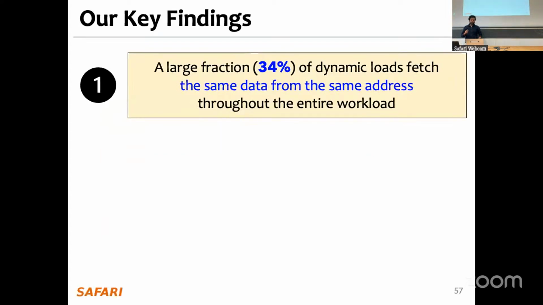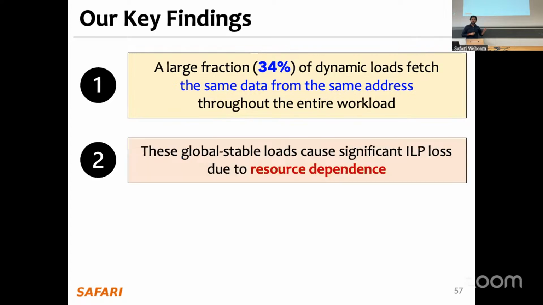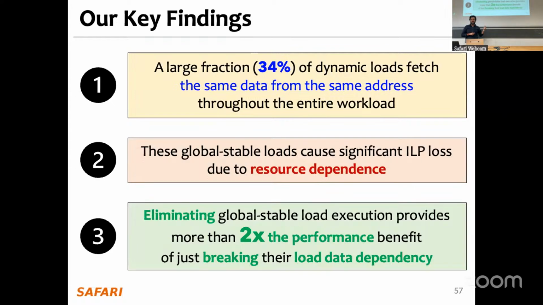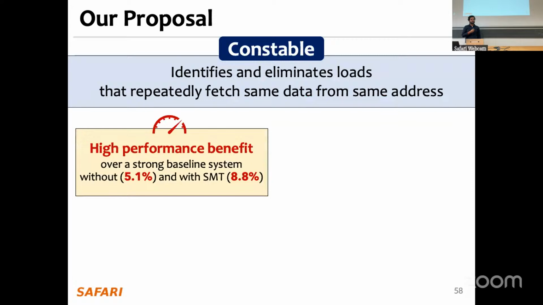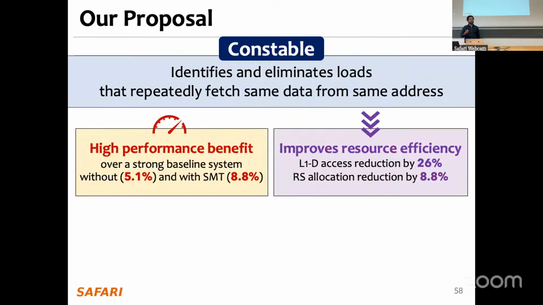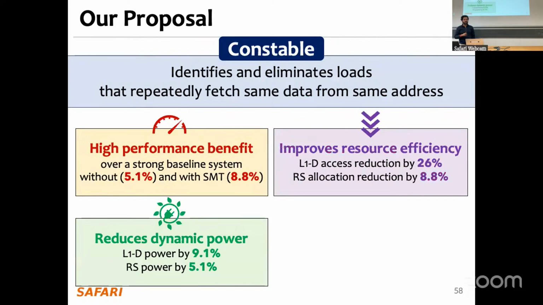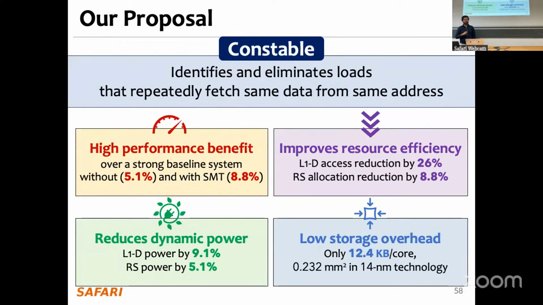So that's the summary of this work. As I said, there are three key findings. A large fraction of the load instructions are global stable, meaning they fetch the same address and the same data. These global stable loads cause resource dependence, as I showed. And if you eliminate them, rather than just breaking their data dependence, you get fundamentally more performance benefit than just breaking the data dependence would provide. That's Constable. We show that Constable provides high performance benefit, improves resource efficiency, and reduces dynamic power, all at low overhead.